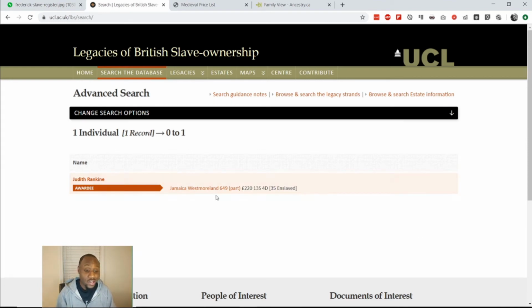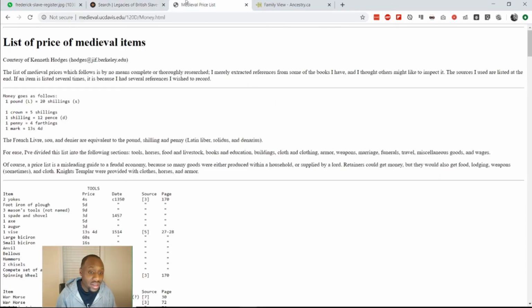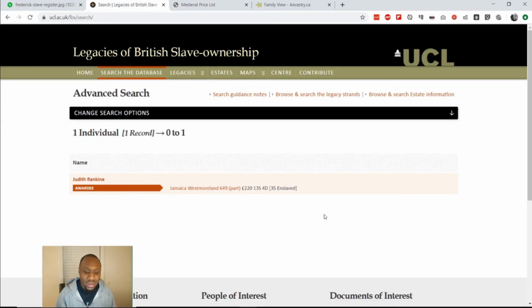Well, we just saw Judith Rankin, and she's marked as an awardee. And that means she is the person that received the funds from the British government. And she received £220, 13 shillings, and 4 pence. I have a medieval price list. The D stands for pence. Okay. So £220, 13 shillings, and 4 pence for 35 enslaved people.